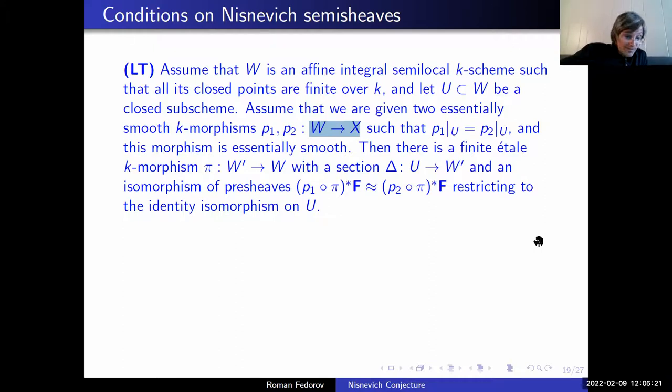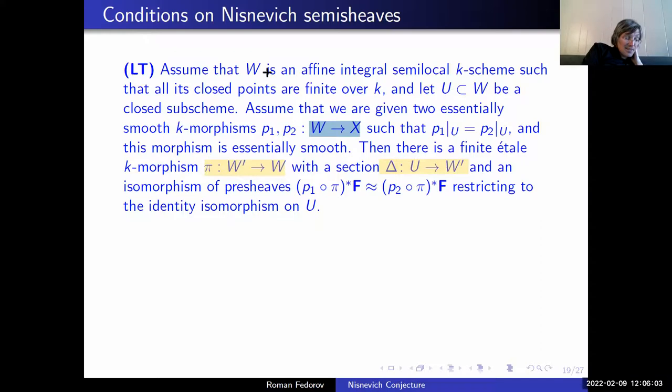Now U is a closed subscheme such that if you restrict P1 and P2 to U, then the morphism is again essentially smooth and actually you get the same morphism. And then the condition is that there should be some equating morphism with a section over U, such that if you pull back the functor along the composition, then you get the same functors.